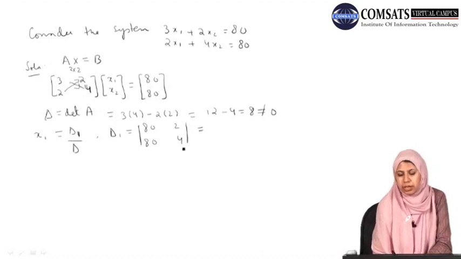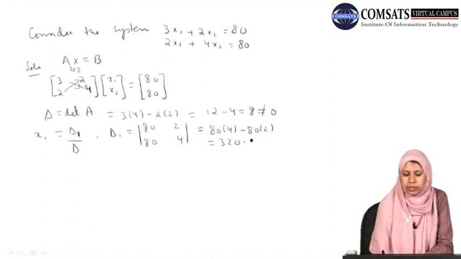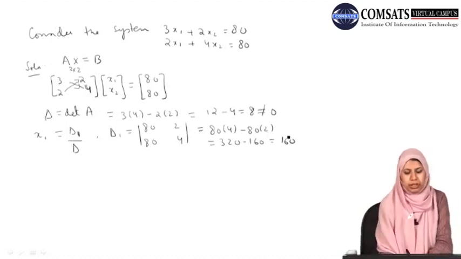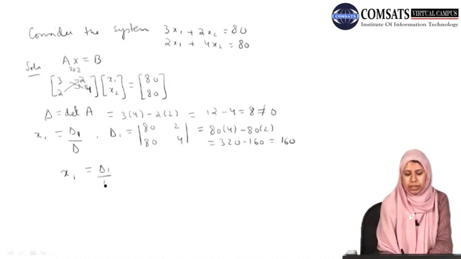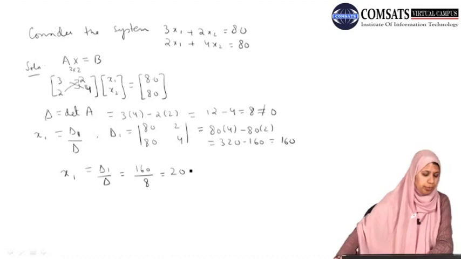Since we have vertical bars here, which means that we have to take the determinant, simplifying, we obtain 80 into 4 minus 80 into 2, which is 320 minus 160, which is 160. Okay, now x1 is delta 1 over delta. Delta 1 is 160 and delta is 8, which is 20. So the value of x1 is 20.